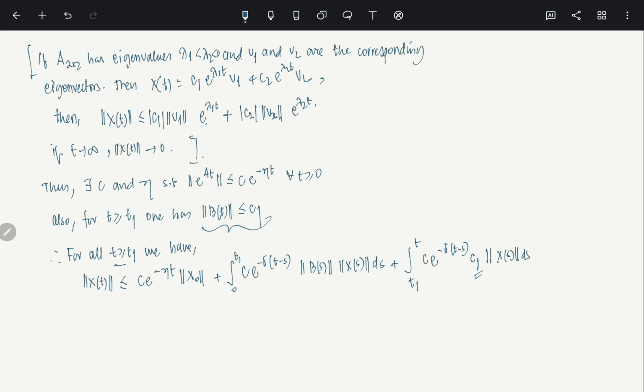Once that is true, if we define, taking e to the power eta t to the other side, w of t to be e to the power eta t times the norm of x of t. Clear? Therefore, what do we have?